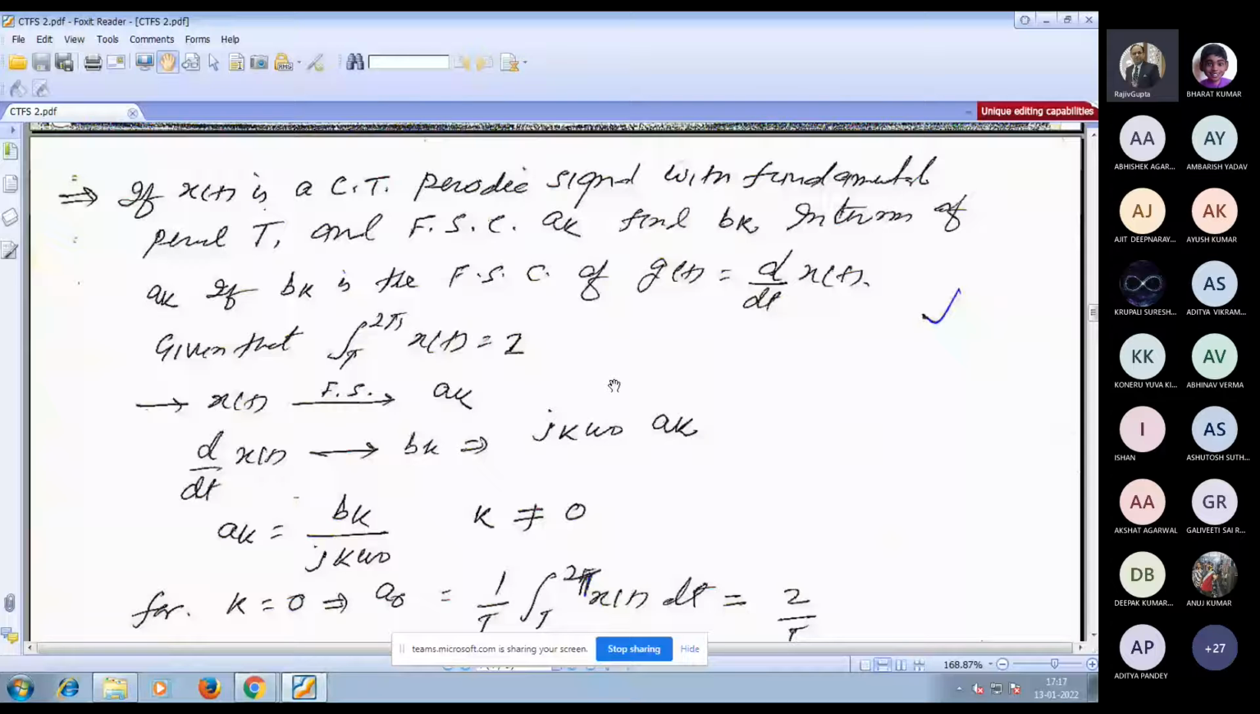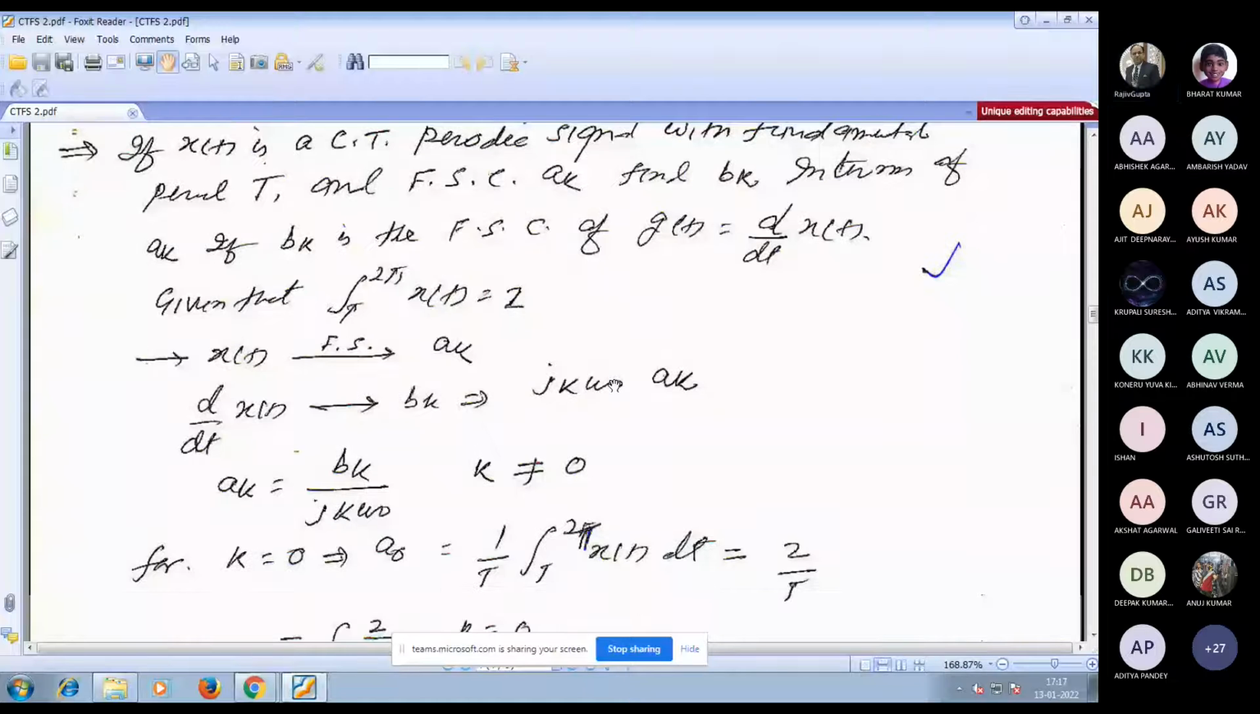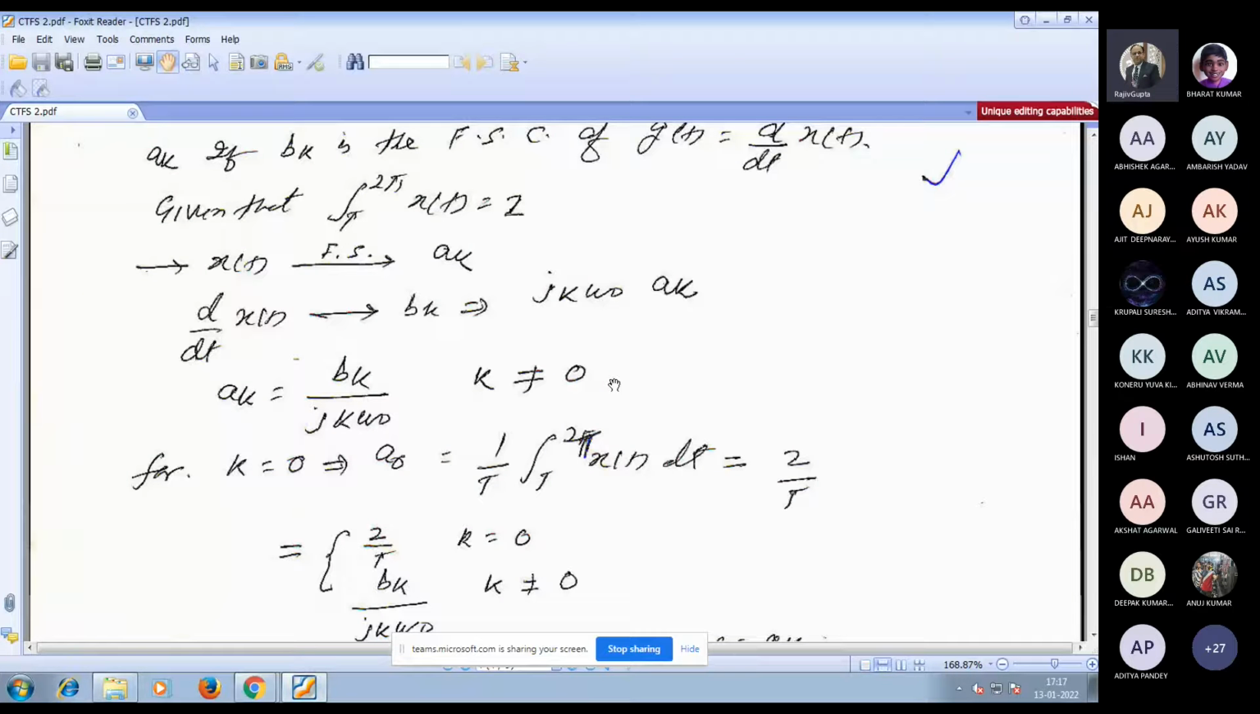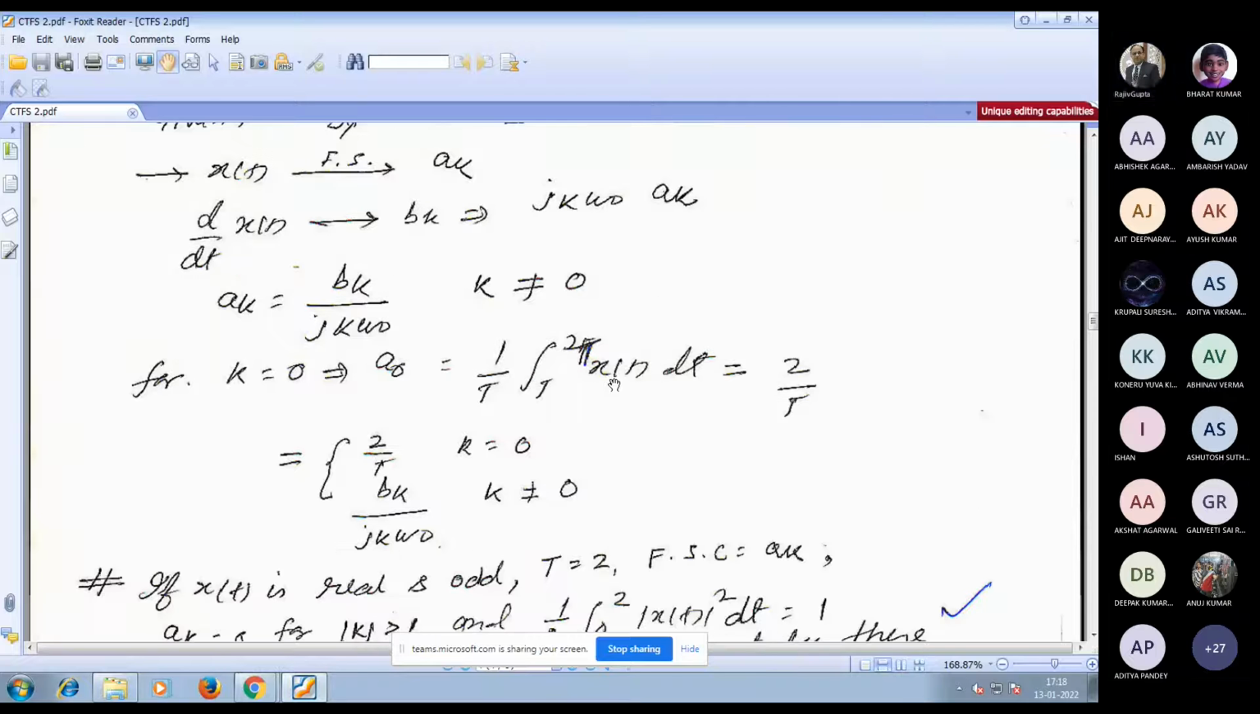So the exponential power becomes 0, so it becomes 1. Simply we have the relation a naught equals 1 by T integration over a time period of x(t) dt, which is already given as 2. So you can replace this quantity by 2, and a naught becomes 2 by T. So a naught is 2 by T for k equals 0, and for the rest of the values, it is b_k divided by jk omega naught. Is it clear to everybody?